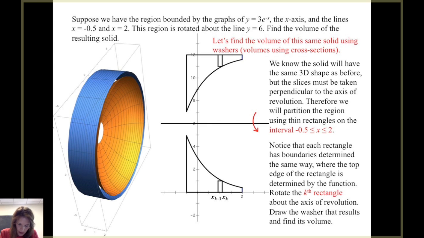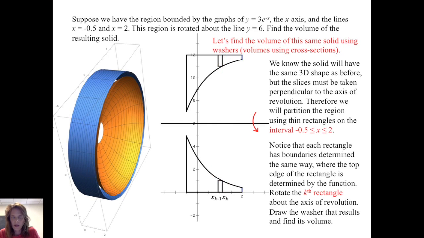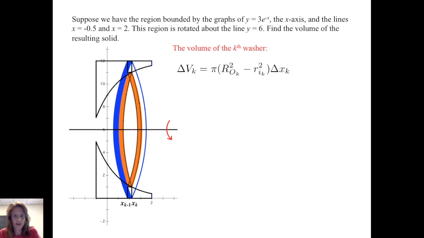So the outer edge of the washer will go from here. Then the thickness here is x sub k minus x sub k minus 1, and the inner portion of the washer will come from the function value at x sub k. Using some technology and drawing a washer, it looks like this.